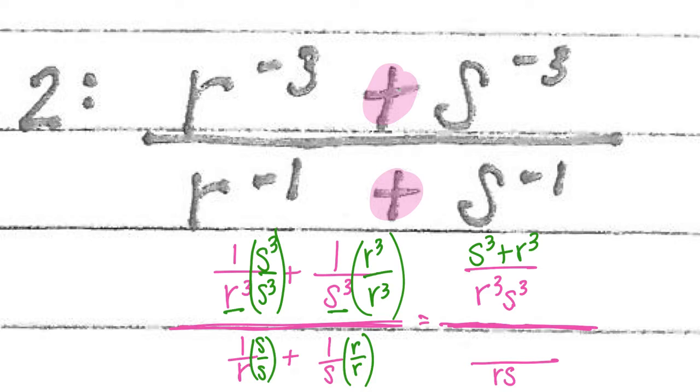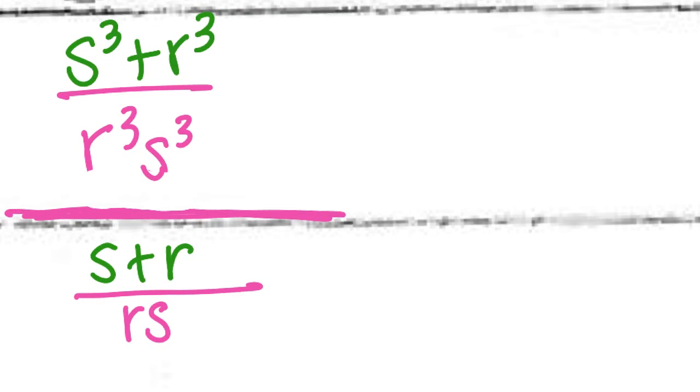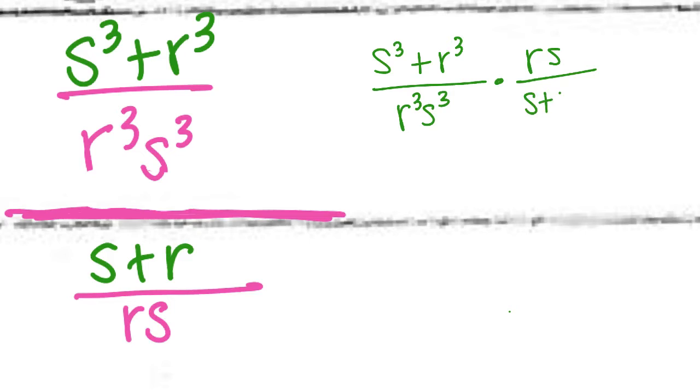It looks like on the bottom, I have s plus r. Now, remember when I divide by a fraction, I'm multiplying by the reciprocal. This is literally saying s cubed plus r cubed over r cubed s cubed times rs over s plus r. So the first thing I notice is that this rs can cancel out with this r cubed s cubed.